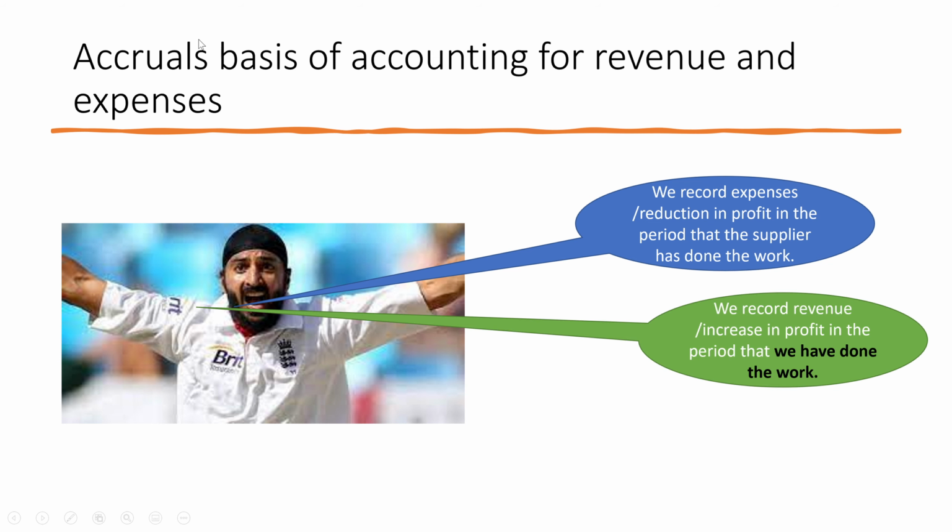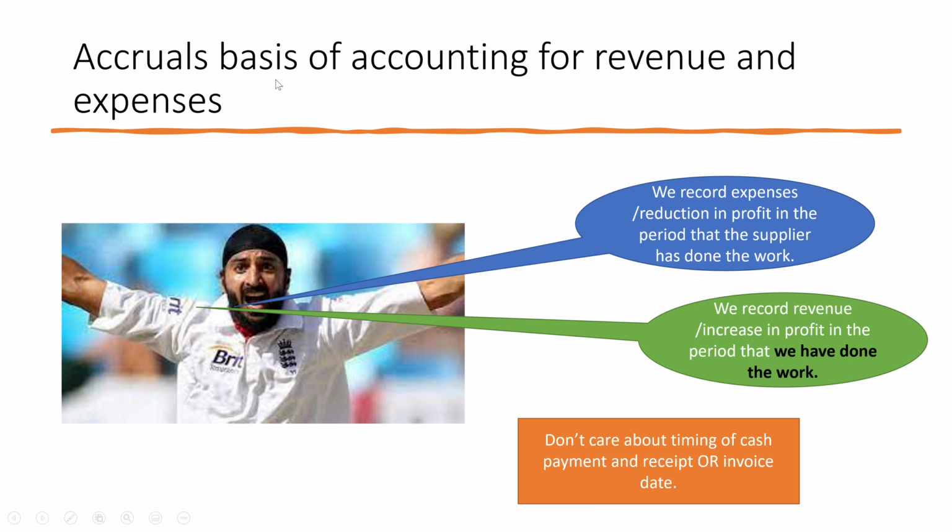The accruals basis of accounting means that revenue is recorded in the period that we've done the work. So we record the increase in profit in the period we've done the work. As we said, for expenses, it's when the supplier has done the work. So we only record a reduction in the profit in the period that the supplier has done the work. Accruals basis of accounting means that for revenue and expenses, we don't care about the timing of cash payment and receipt, and you don't just look at the invoice date to determine when you should record revenue and expenses. You have to understand when the work has been undertaken.